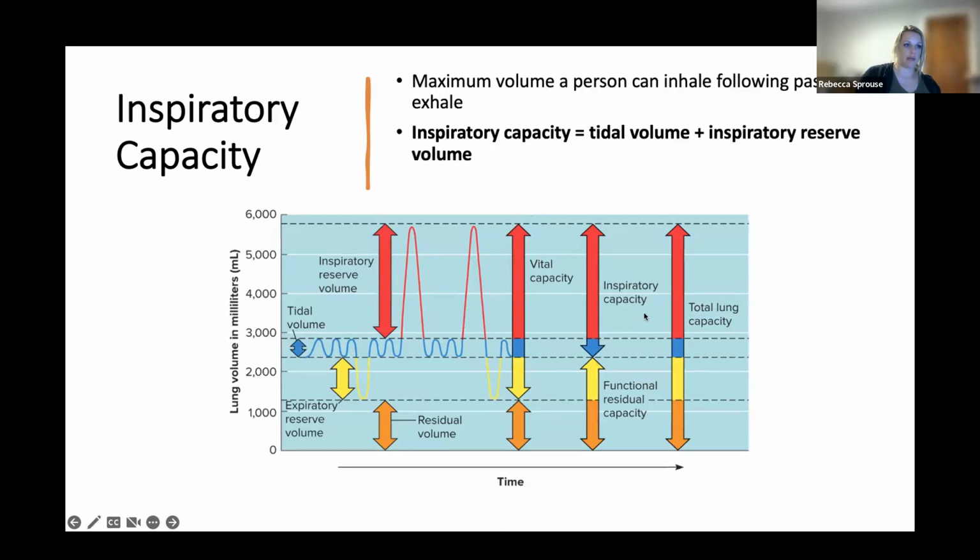Okay, inspiratory capacity. This is going to be the maximum volume you can inhale following a passive exhale. So let's just say that you take a normal breath out and then you feel like you need to take a really deep breath in. Maybe you're going underwater or something like that. You're about to hold your breath. Inspiratory capacity is going to be your tidal volume, which is how much air you would breathe normally, plus this IRV. So that's going to be your inspiratory capacity. How much air can you breathe in total? Okay.